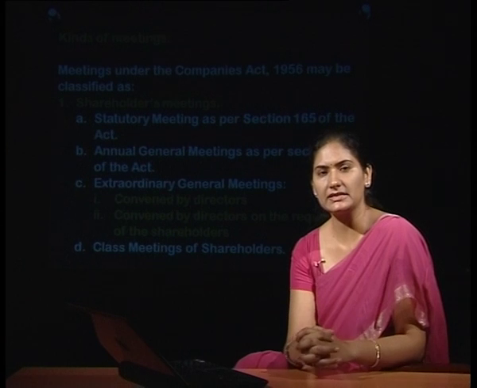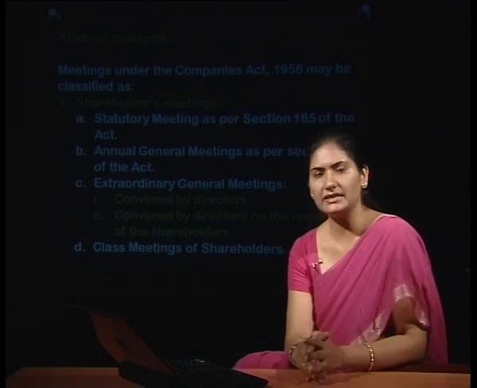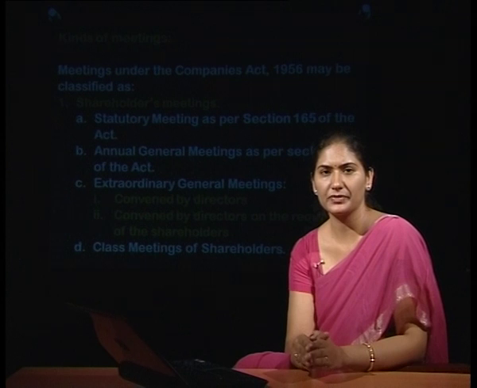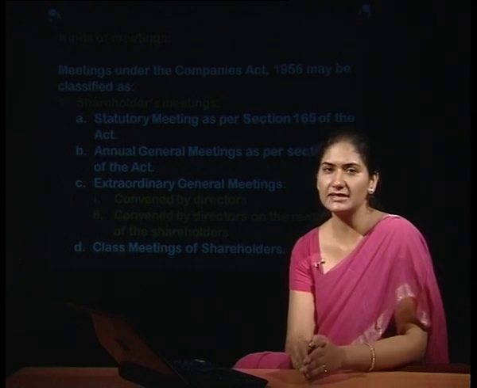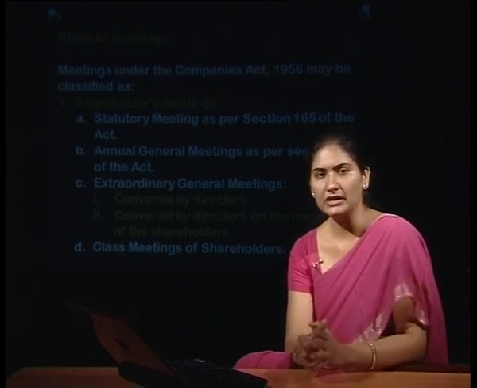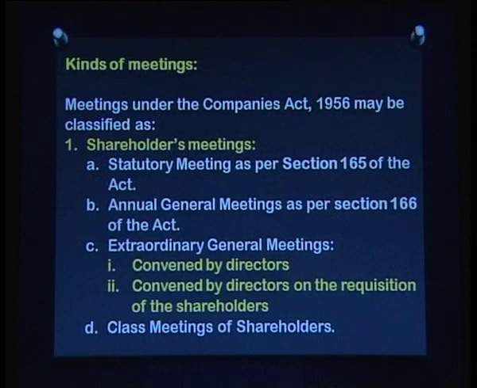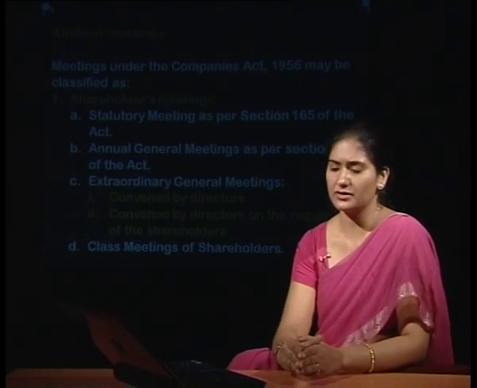Now let us discuss the kinds of meetings. Basically there are three types of meetings: the shareholders meetings, the board meetings and the other meetings. The shareholders meetings are of four kinds. Number one is the statutory meeting as per section 165 of the Act. Then the annual general meeting or the AGM as per section 166. Then extraordinary general meetings, convened by the directors, and convened by the directors on the requisition of shareholders. Then there are the class meetings of the shareholders.